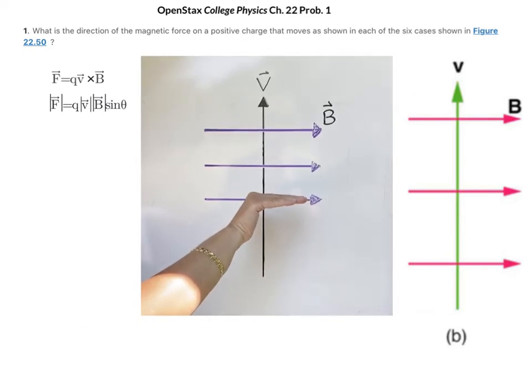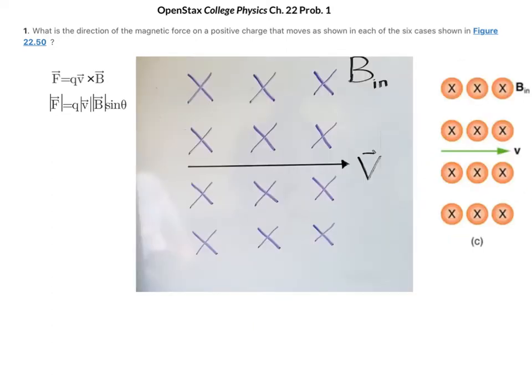So we will have a magnetic force into the board here, and that's of course the case here as well. So that's the direction of the magnetic force. Now the next example has velocity to the right and the magnetic field is into the board. It says so right here.